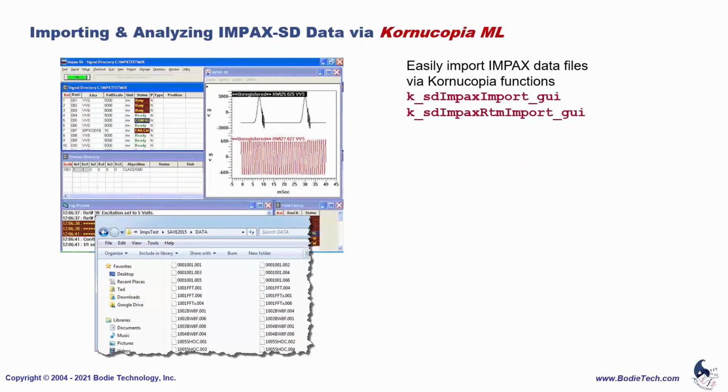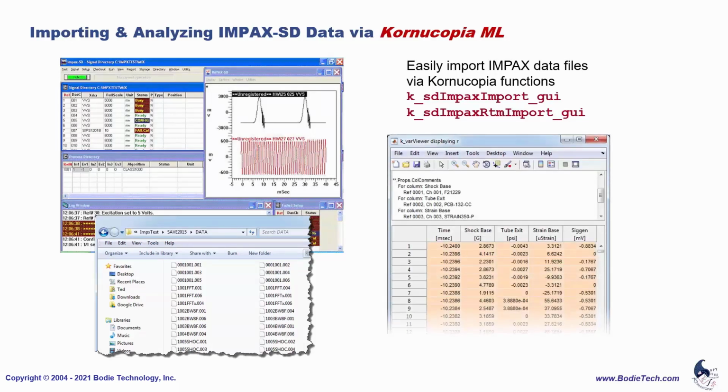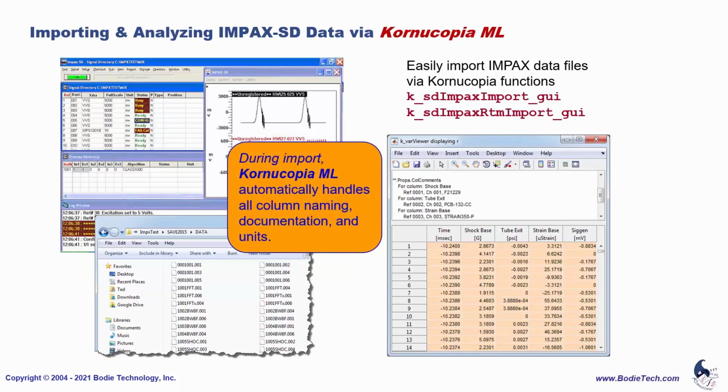Kornucopia is also able to import spectral dynamics impacts data, so that you can turn a folder of data files into a well-labeled variable as shown here. The key point is that during the import, Kornucopia ML automatically handles all column naming, documentation, and the units.